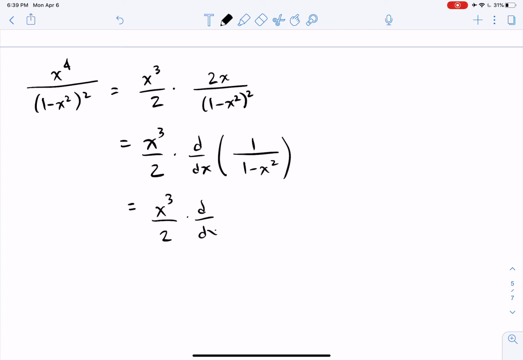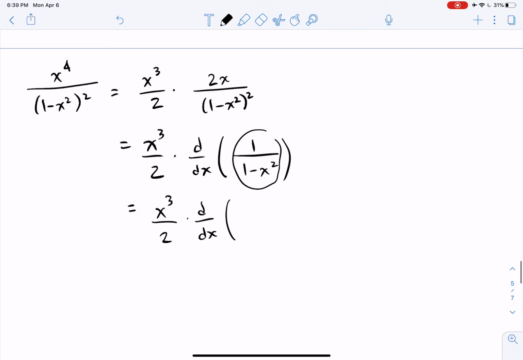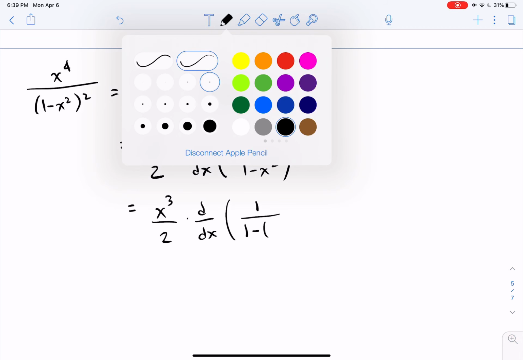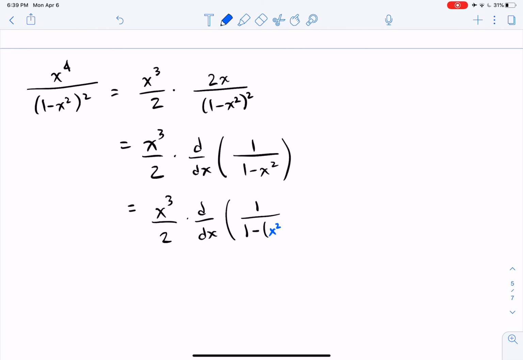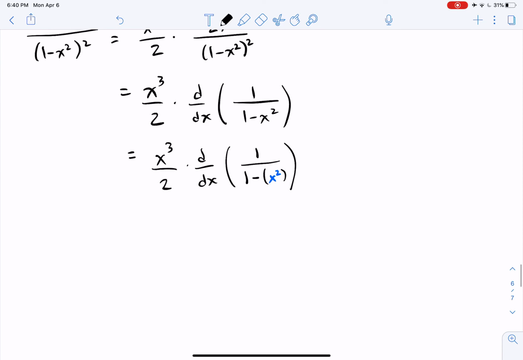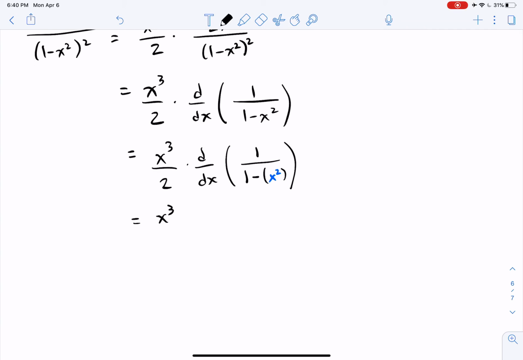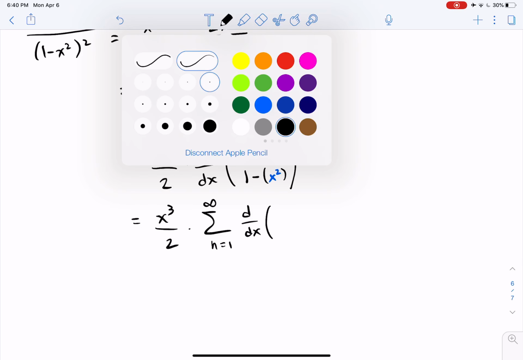this is a familiar looking series with a small transformation. That is 1 over 1 minus x squared, plugging x squared into our familiar power series. And that gives you the infinite series from n equals 1 to infinity. And I'm going to write down the derivative, term by term, of the terms in the power series for 1 over 1 minus x squared.